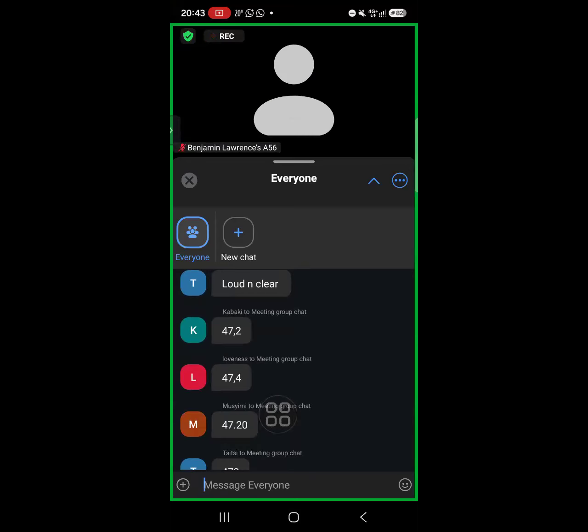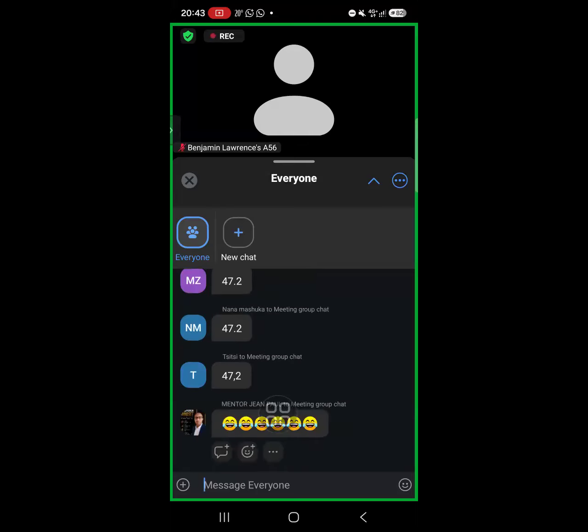Loveness, where are you getting the 4? You are 47.4. Loveness, where are you getting the 4? And CC is giving us 472. Hey, she forgot to put the decimal between the 47 and the 2. So it's 472. All right, it's a joke. We're just joking. Okay, so it's 47.2.